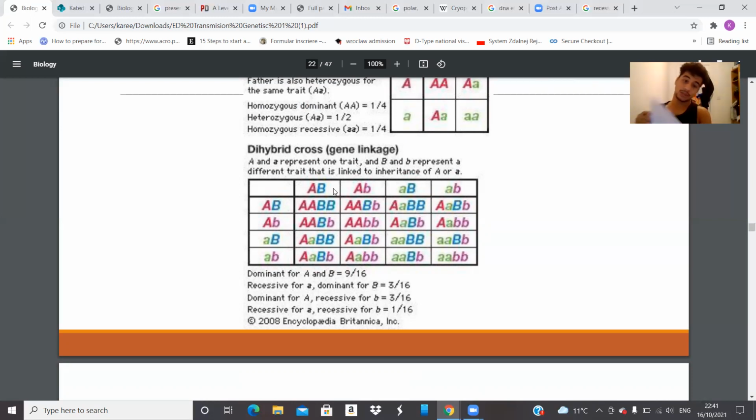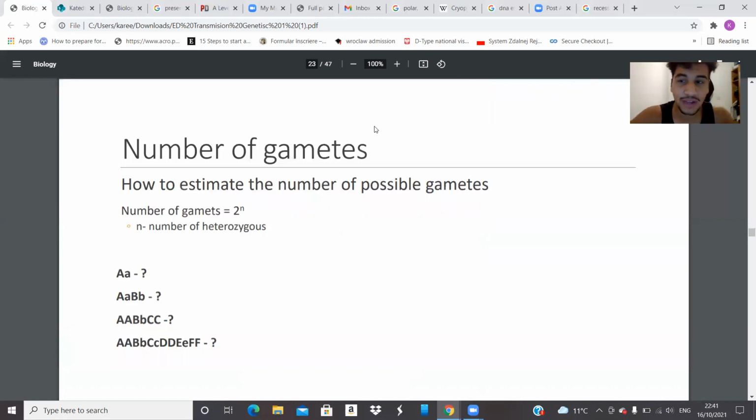That's how you do a cross. Number of gametes. Sometimes it might ask you about the number of gametes, which is 2 to the power of n, n being the number of heterozygotes.